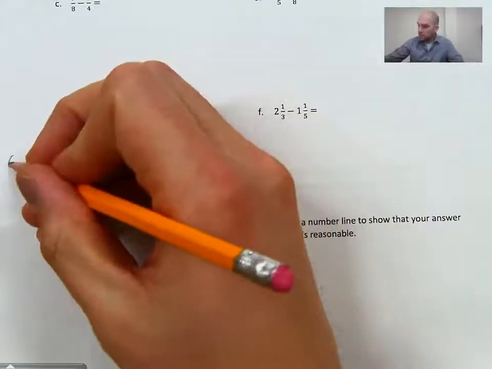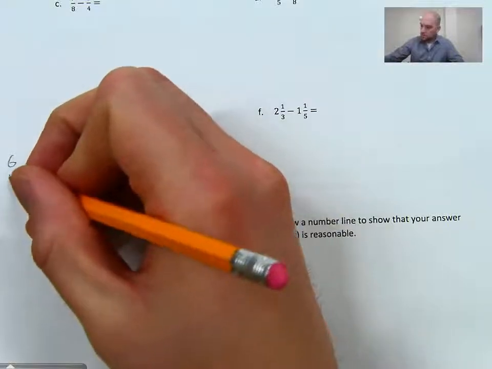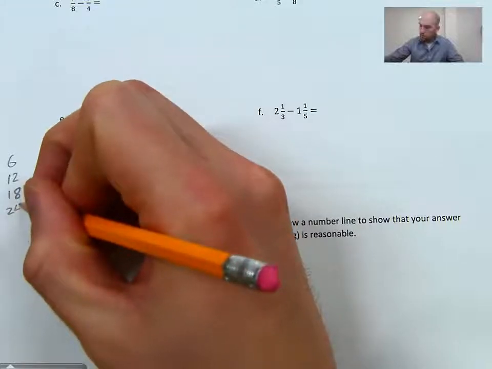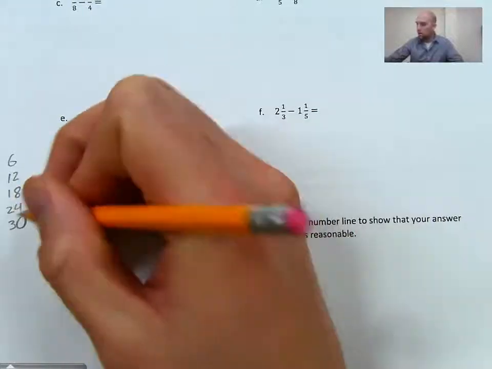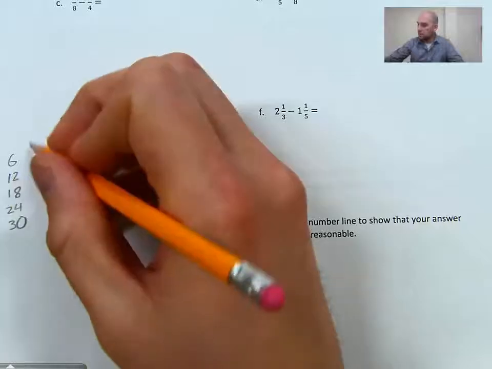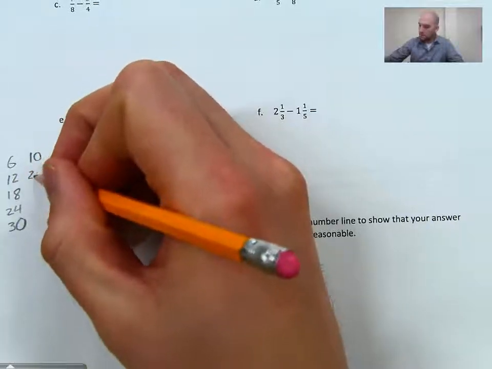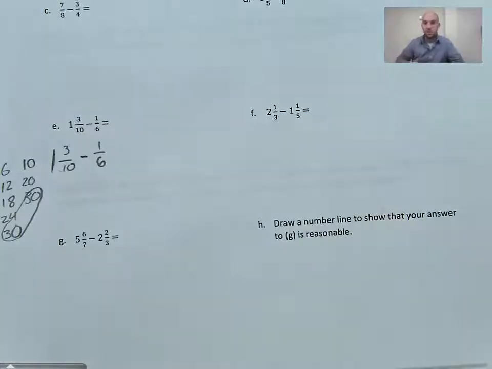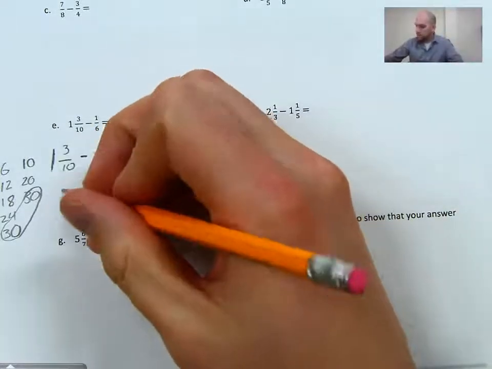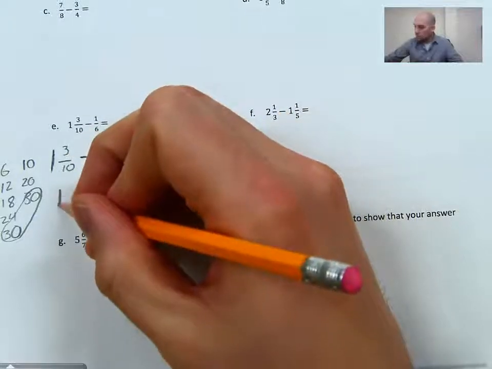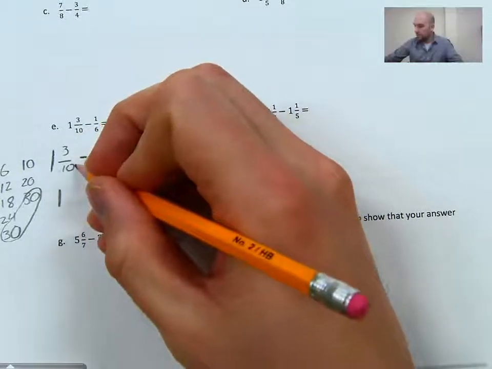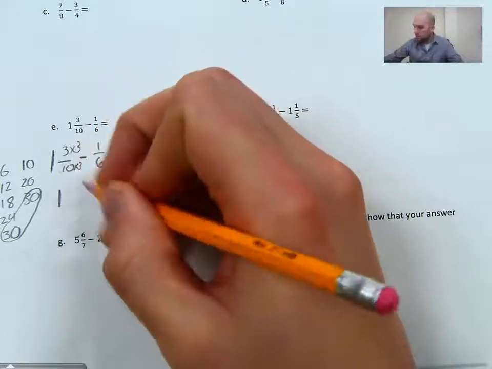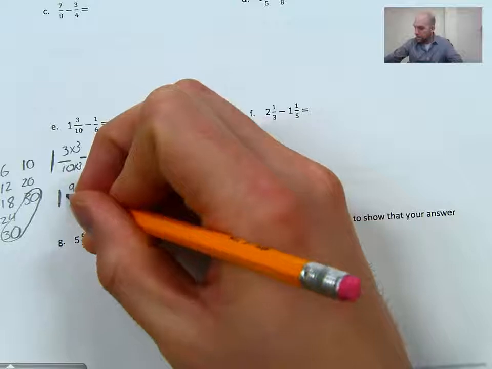If I skip count by 6's, I get 6, 12, 18, 24, 30. I know my multiples of 10 end in 0, so I'm thinking 30 is going to work. 10, 20, 30. 30 will be my common denominator. So I might change this to 1 and multiply my 10 by 3. I need to multiply my 3 by 3. So I get 9/30.